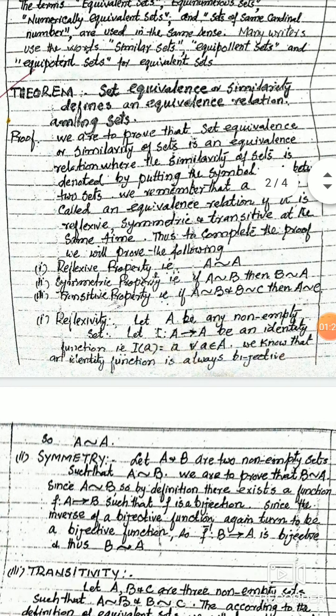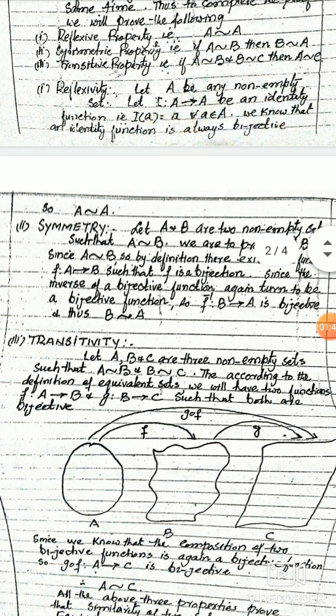First, reflexive property. Let A be a non-empty set and let I_A from A to A be the identity function, that is I_A(a) is equal to a for all a belonging to A, and we know that the identity function is always bijective, so A is equivalent to A.